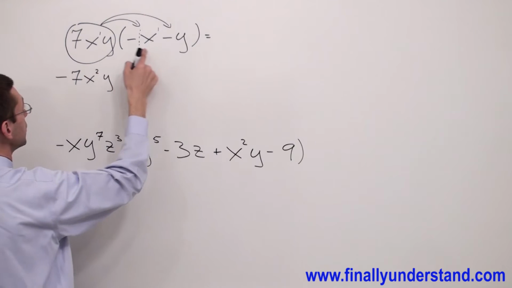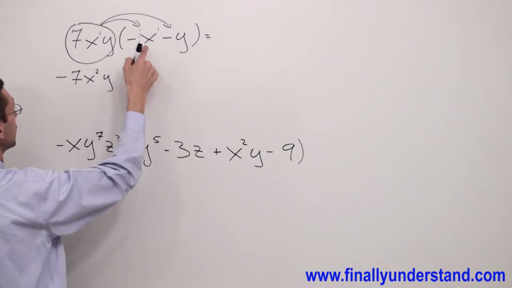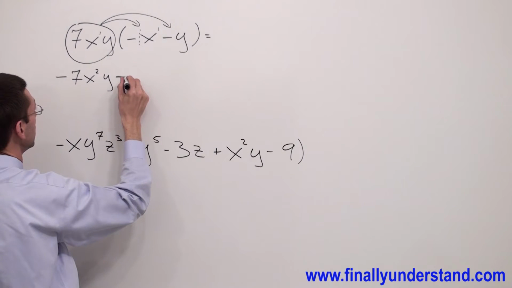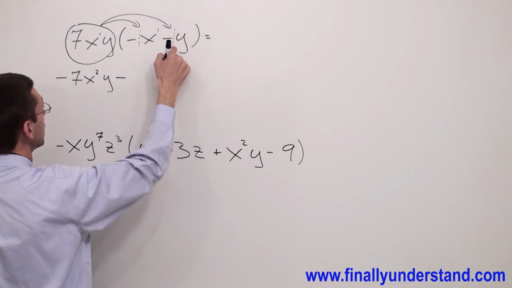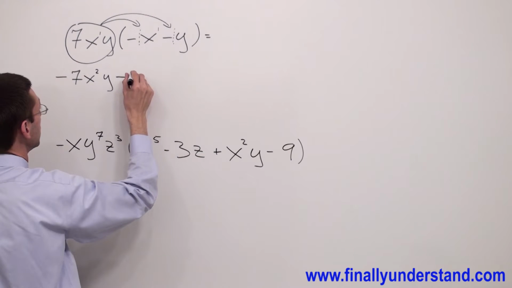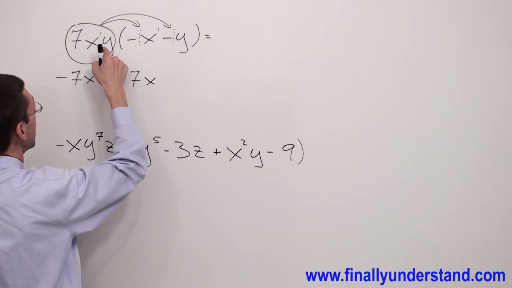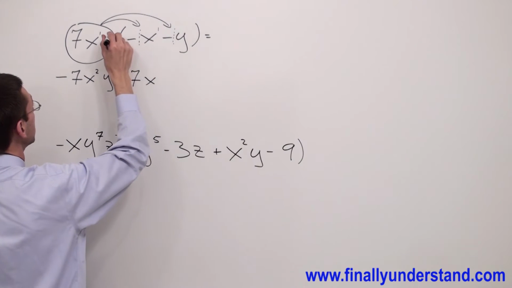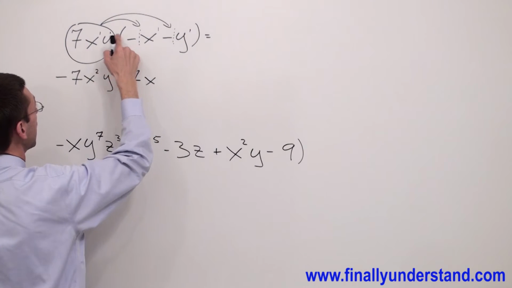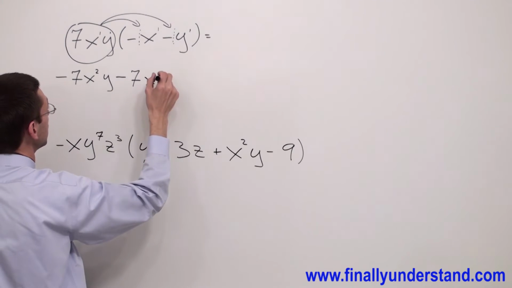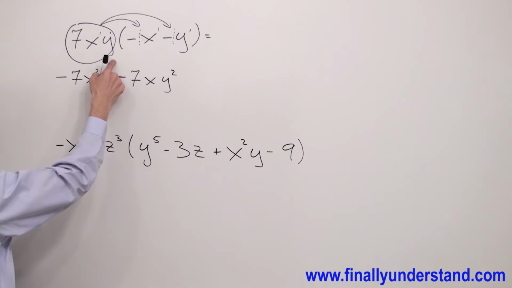7xy times negative y. Again, invisible positive sign, I have to multiply by a negative, which is going to give me negative. 7 times invisible 1 gives me 7. x will stay. And I have y times y. Remember, there is invisible 1. Anytime I have the same base, I keep the base and add exponents. 1 plus 1 is going to give me second power, y to the second power. This is the solution to this problem.